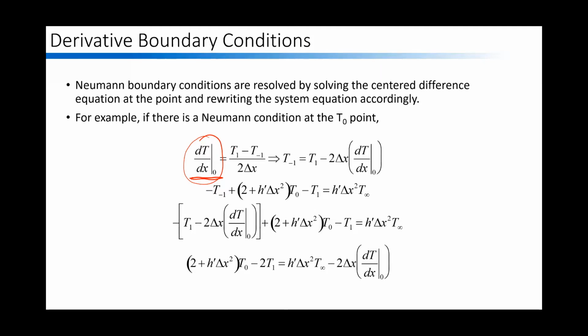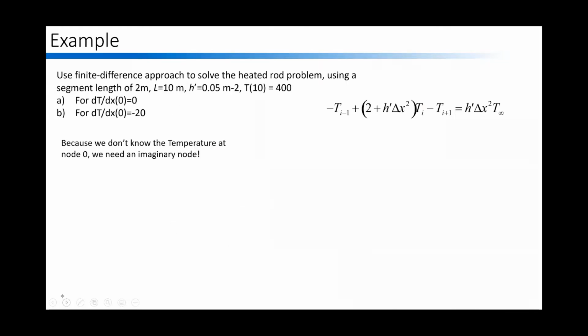I can rearrange this, of course, to say that T at -1 is equal to T1 minus 2 delta x times dT/dx. By the nature of the problem, this is my Neumann boundary condition. So I could plug in this value and integrate it into the solutions that I'm going to produce. So let's go ahead and implement this.